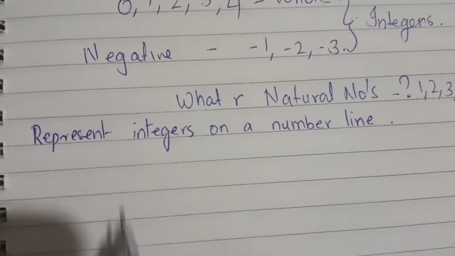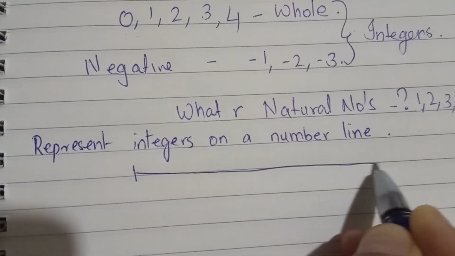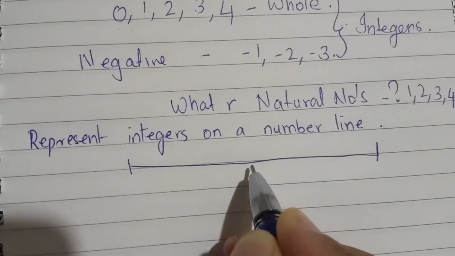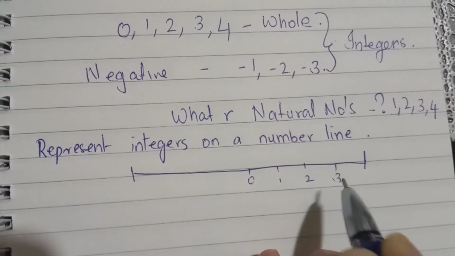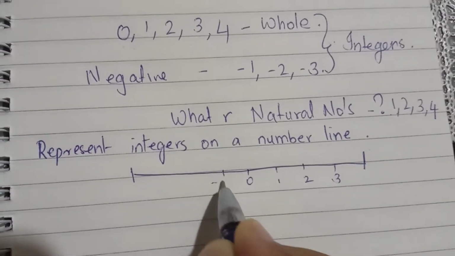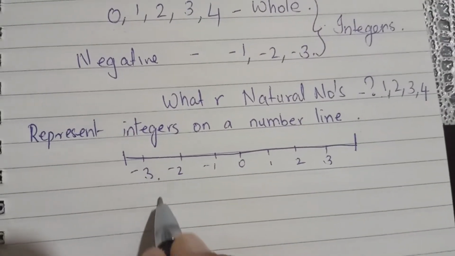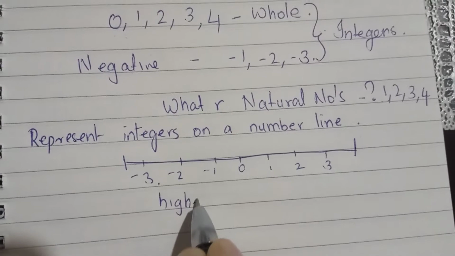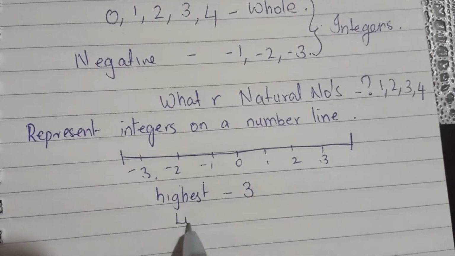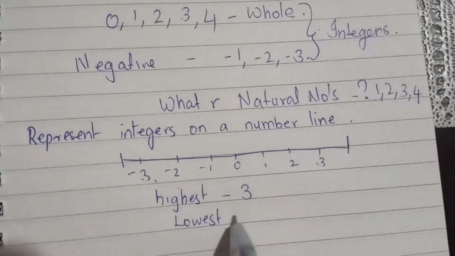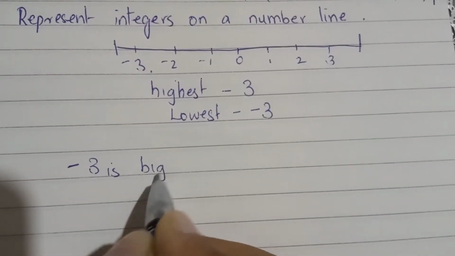Integers are a combination of whole numbers and negative numbers. Keep the positive numbers on the right hand side and the negative numbers on the left hand side. So here I write down 0, 1, 2, 3 and on this side I write down minus 1, minus 2 and minus 3. So right hand side you have positive and left hand side you have negative. Now in this, the highest integer will be 3 and the lowest will be minus 3. Why? Because the number which has minus will be the least.